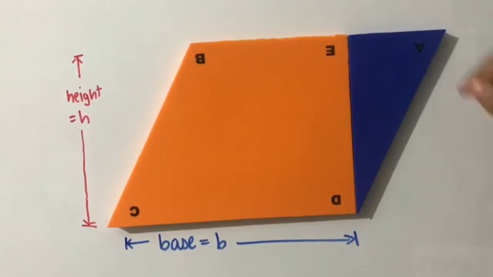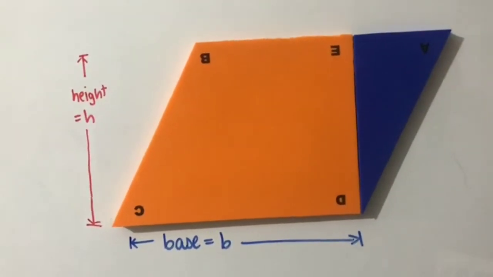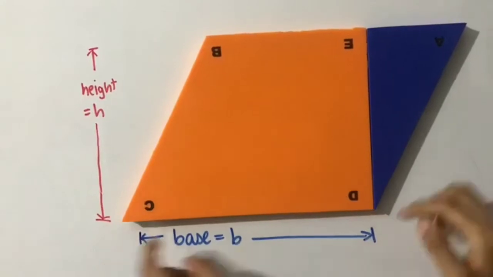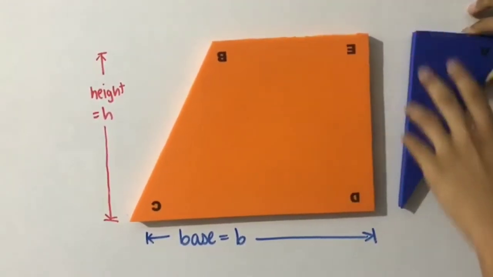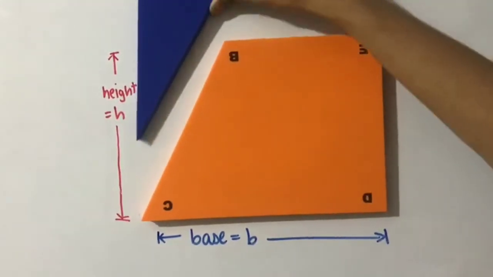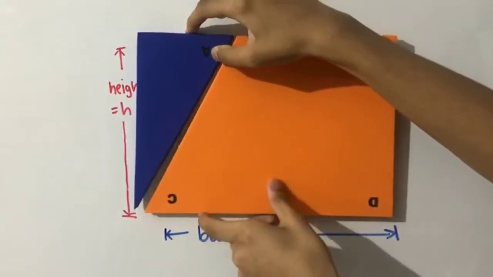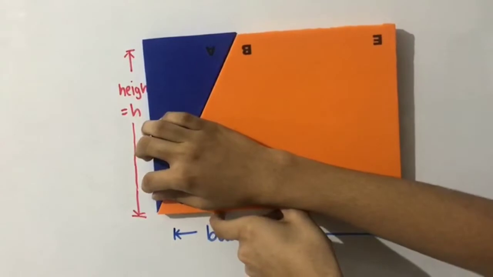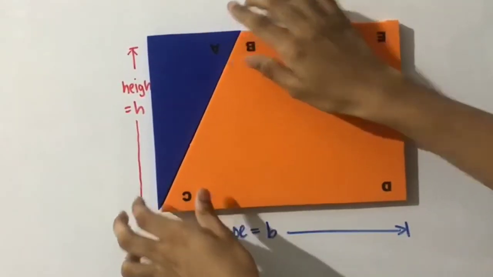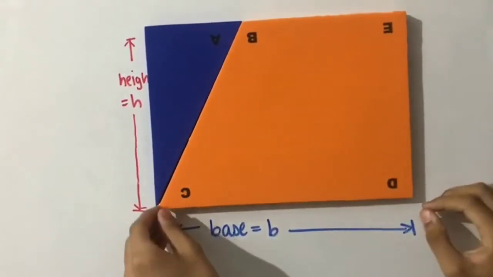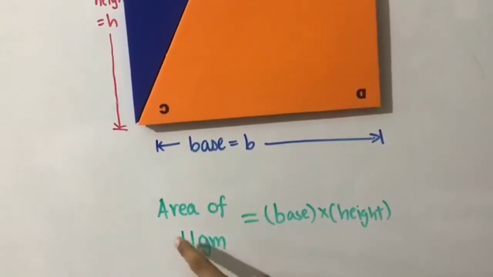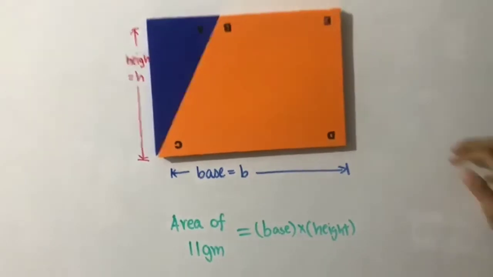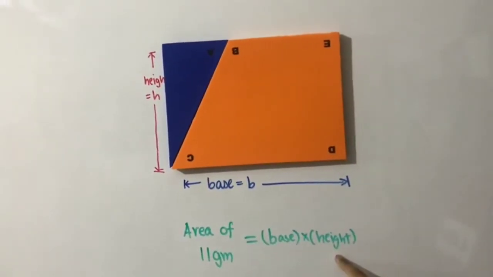So I need to find the area of a parallelogram. For that I take a parallelogram of base B and height H. I move this portion of the parallelogram here. The final resultant figure is a rectangle of base B and height H. We know that the area remains conserved, so the area of the parallelogram must be equal to the final area, which is base into height of the rectangle.